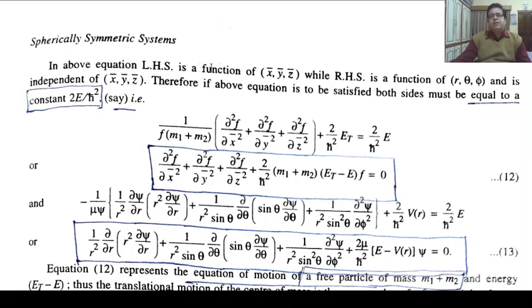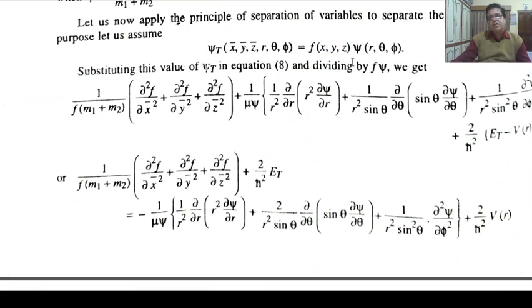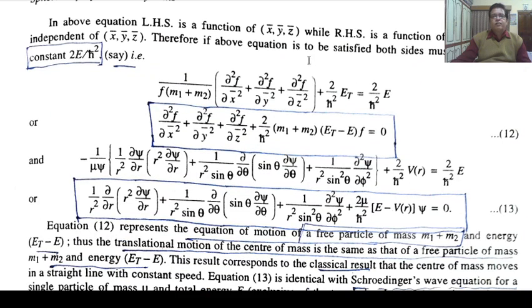In the above equation, the left hand side is a function of x bar, y bar, z bar, because function f depends upon x bar, y bar, z bar, and the right hand side is a function of r theta phi, because psi is a function of r theta phi and is independent of x bar, y bar, z bar. Therefore, if the above equation is to be satisfied, both sides must be equal to the constant 2E upon h bar square.